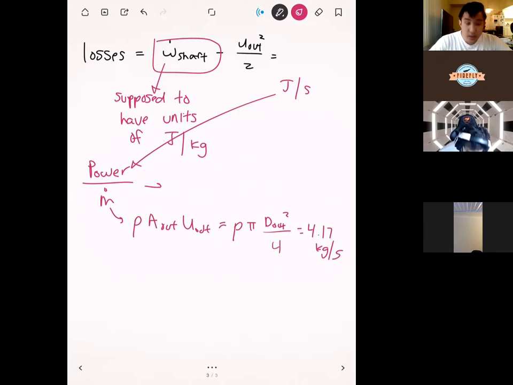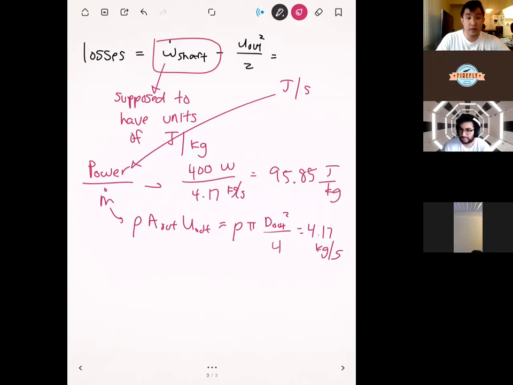If we compute W dot shaft from this, we have 0.4 kilowatts, which is just 400 watts, divided by 4.17 kilograms per second. Then what we get is 95.85 joules per kilogram. Now we can take this 95.85 joules per kilogram and plug it into W dot shaft. So that's a subtle thing.